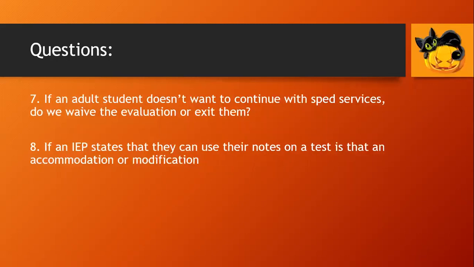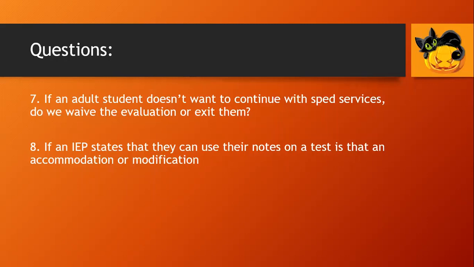Okay, if an adult student doesn't want to continue with special ed services, the question was, do we waive the evaluation or exit them? And again, you have to remember that if a student turns 18 and there is not a provision of guardianship, then they, just like a parent, can refuse services in any fashion. So you wouldn't necessarily waive the evaluation because they are executing their right to refuse services. So at that point, you could exit them.